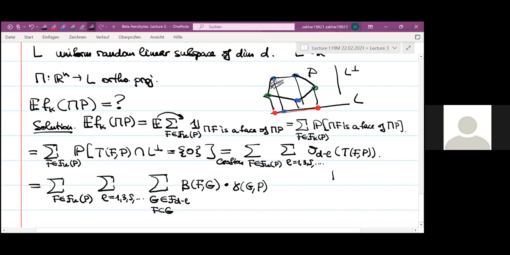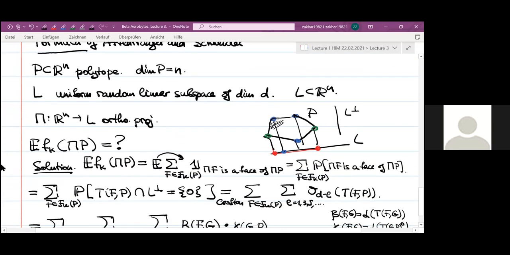So here, just for completeness, beta of F G is the solid angle of the tangent cone of F inside G, and gamma of F G is the angle of the tangent cone of the dual of the tangent cone of G and P. So this is the formula.